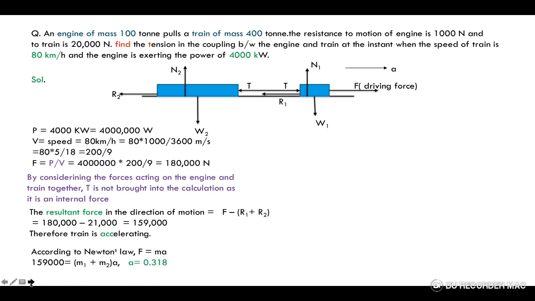So according to Newton's law, F is equal to ma. Remember again, here m, which is mass, will be the mass of the engine plus the mass of the train together. We will consider the whole system. So by using this, your acceleration will be 0.318 meters per second squared. You can use your calculator. Now we have to find the tension.